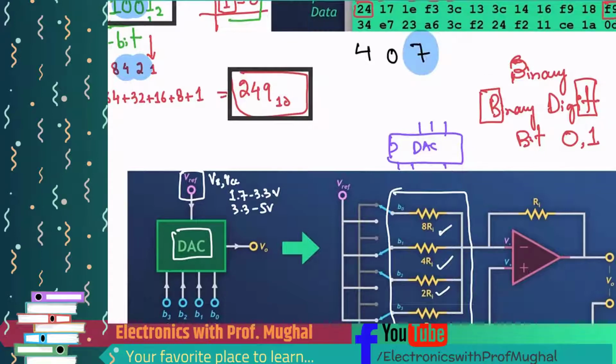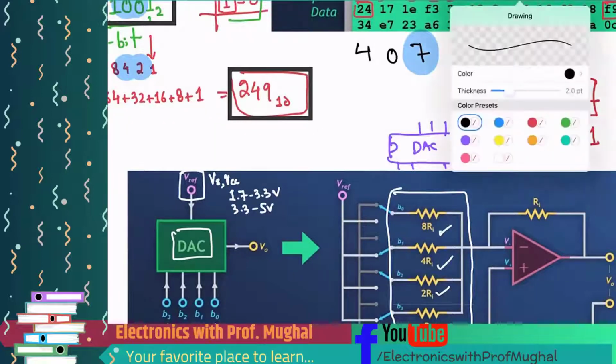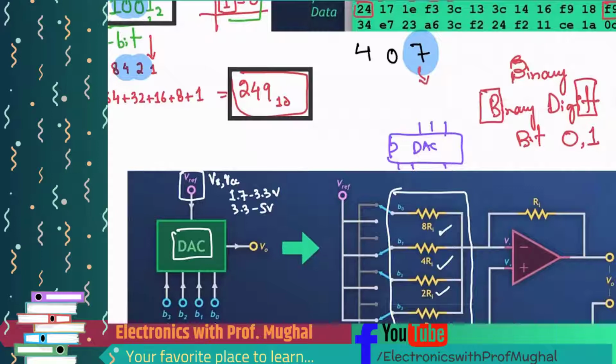But if I say 407, then you know that this number here represents ones, this number represents tens, this number represents hundreds. So even though 4 is smaller than 7, it has higher significance because it represents the 100. So 4 over here represents 400, whereas 7 represents 7, correct? Each digit has its own significance, the way it is arranged.